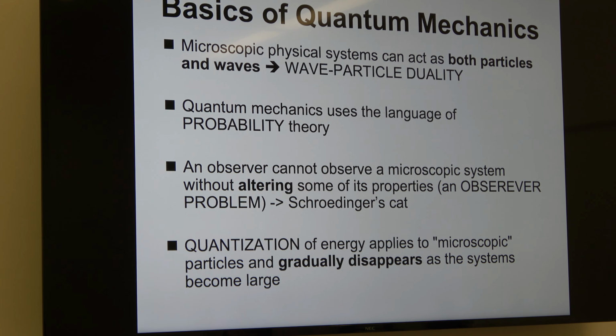Okay, so these are the basics of quantum mechanics. Wave-particle duality. I told you there is no clear-cut distinction between waves and particles. It depends on the question you ask of the system. It'll either be answered in a particle-like way or wave-like way. Then you have the language of probability theory, and then you have the observer problem. So every act of measurement is observation, which is disturbance, which changes the state of the system. And then you have the quantization.